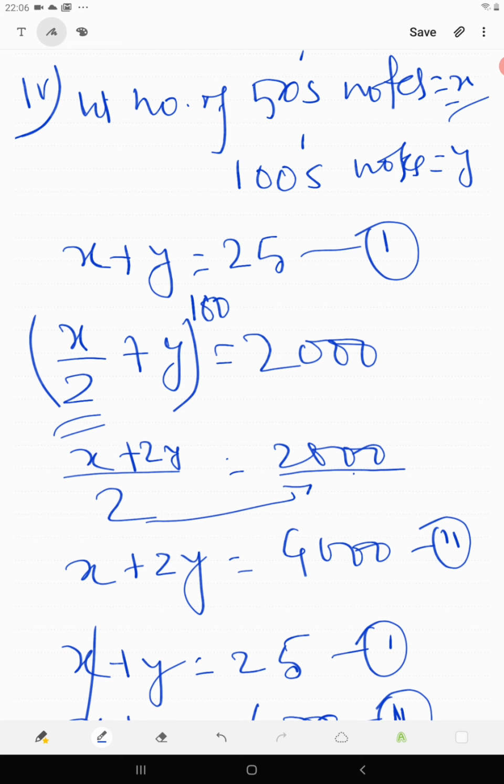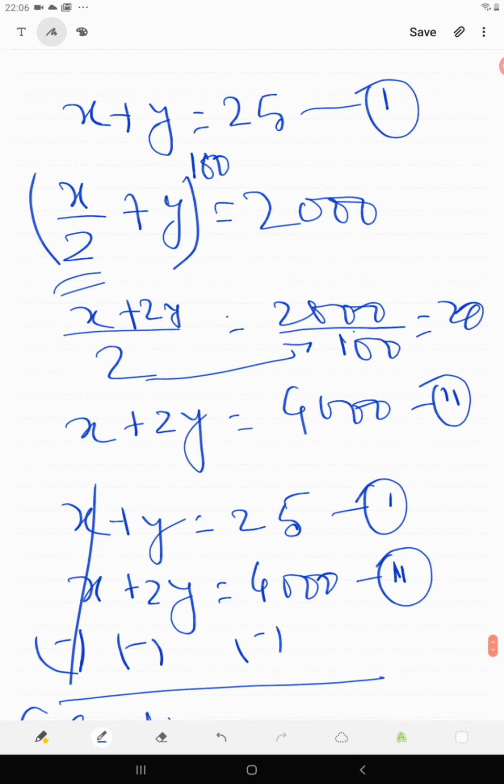So if you are dividing, 100 will become division. This 100 and then x plus 2y, so this is equal to 20. Then finally we are getting, instead of 4000, we will get 40. So this will be 40.